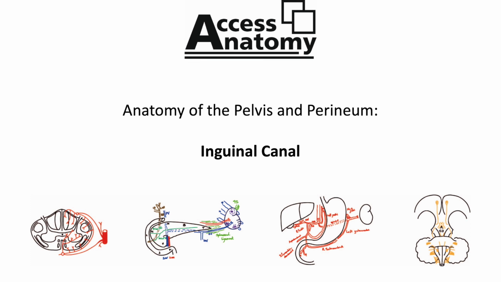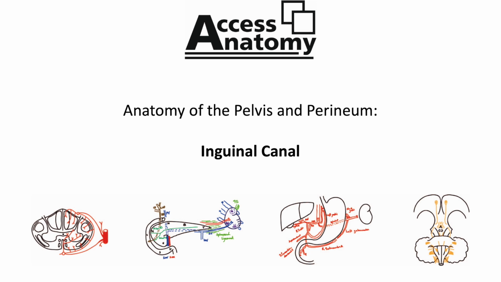This site is therefore of paramount importance in the male, as sperm, which are produced and stored in the testes, need to be delivered to the urethra. This canal permits this connection between the testes in the perineum and the urethra in the pelvis. The inguinal canal is only about 4 centimetres long and has 2 openings at either end. These are the deep and superficial inguinal ring.